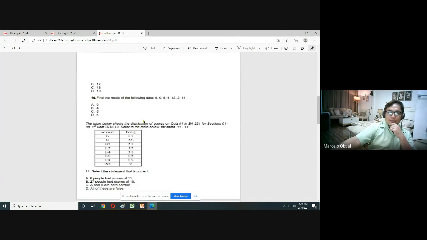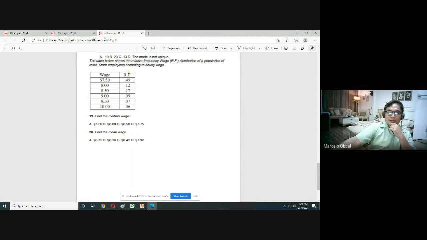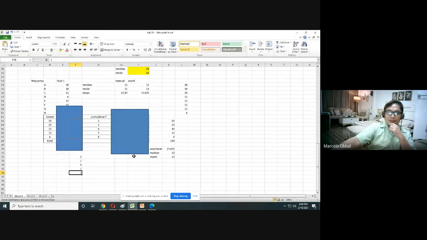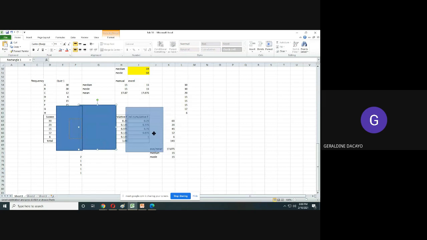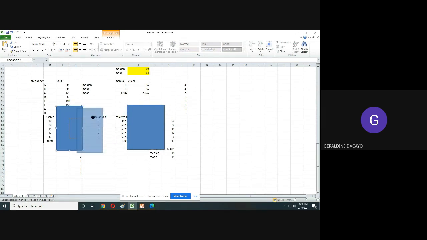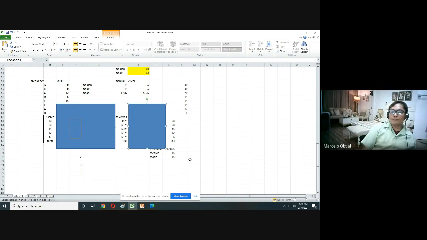Ito dito, frequency, okay, na-explain ko na ito. Ito pala yung problema natin, relative frequency. Okay. Relative frequency, ang given, ito palang given, relative frequency. Yan. Okay. Ayan lang, dalawa. Kaya? To get 17.875?